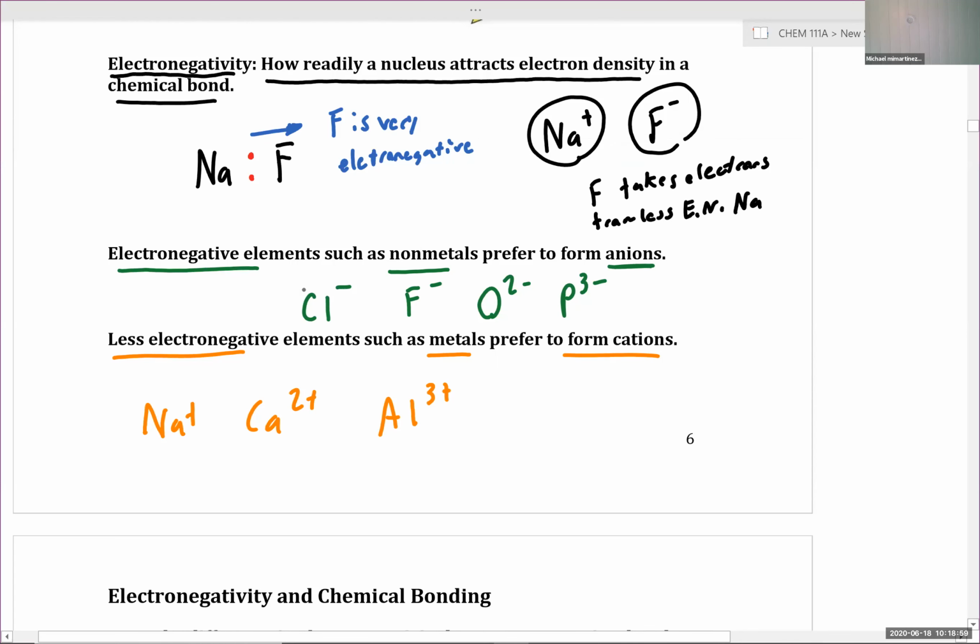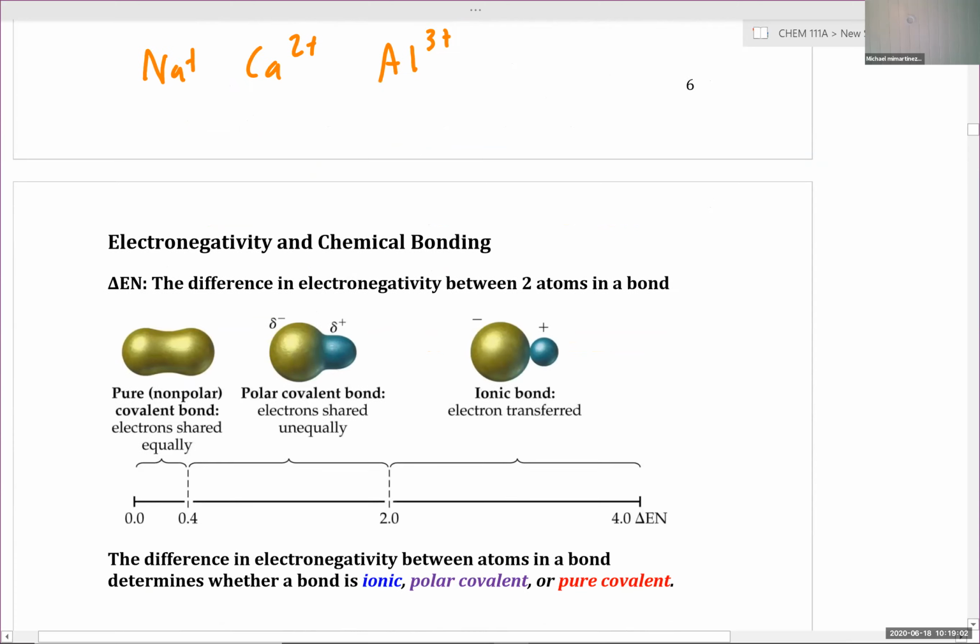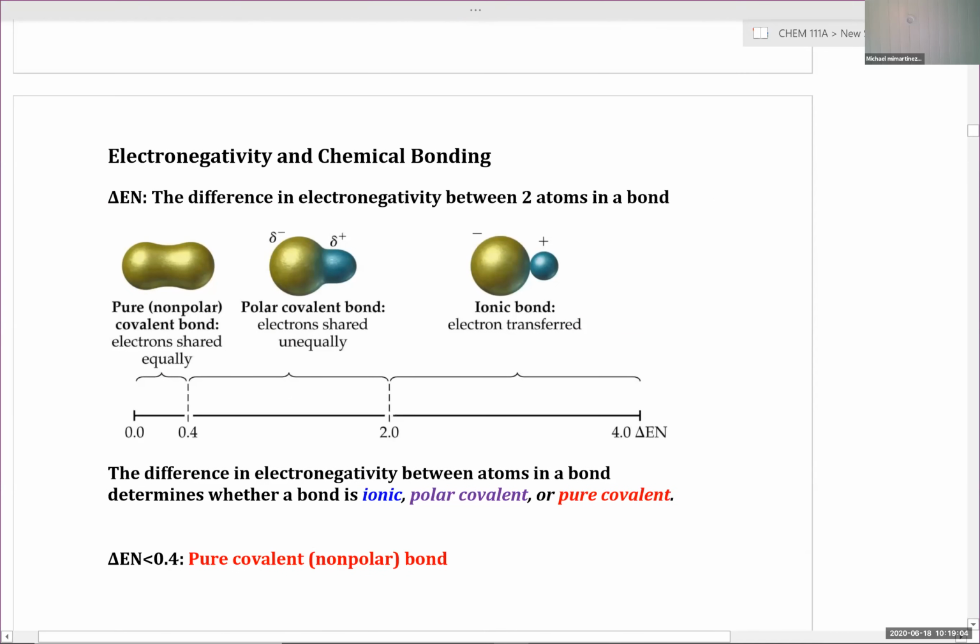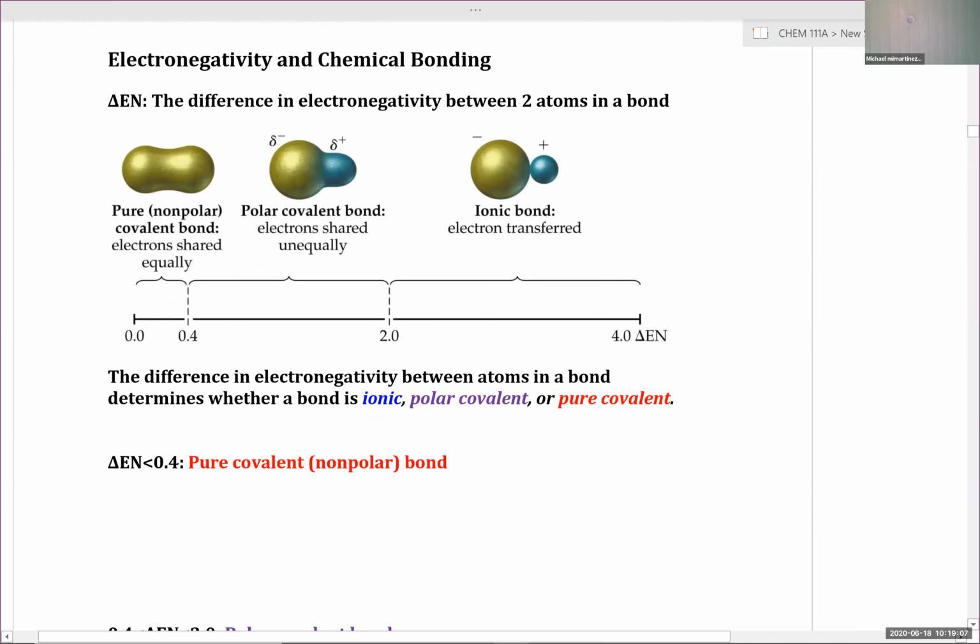Let's keep going now, and we'll discuss this idea of the chemical bonding continuum. Depending on the delta EN, which is known as the difference in electronegativity between two atoms in a bond, we will have different types of ionic and covalent bonds. There are three major categories of chemical bonds to look at, each with different differences in electronegativity. The first is our ionic bond, followed by the polar covalent and the pure covalent.